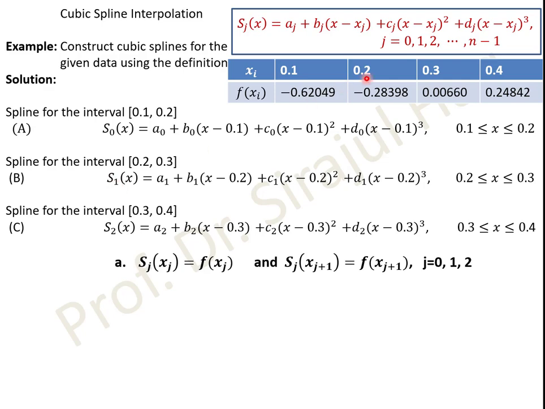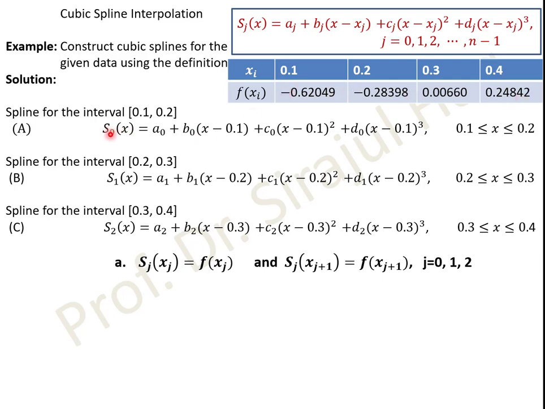Similarly, S1 passes through these 2 points. So when I replace x by 0.2, I should get this value. When I replace x by 0.3, I should get this value. Similarly, S2 passes through these 2 points. So when I replace x by 0.3, I should get this value. And when I replace x by 0.4, I should get this value.